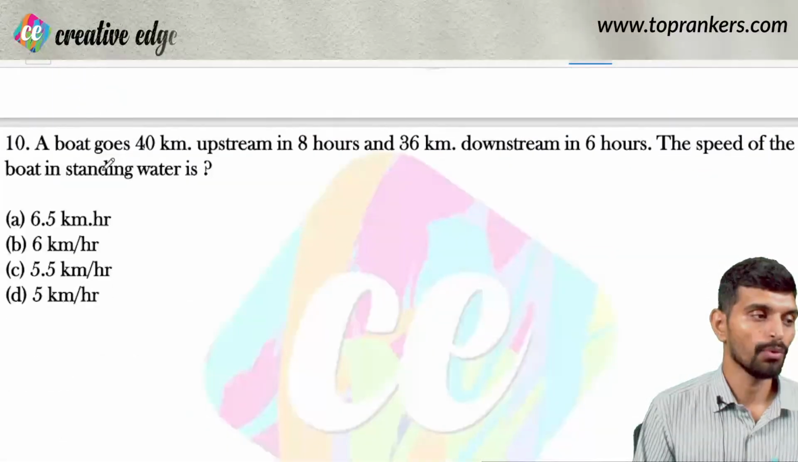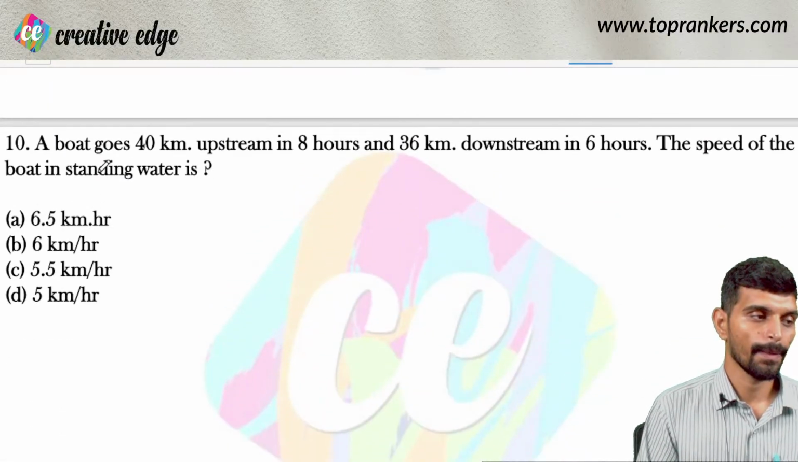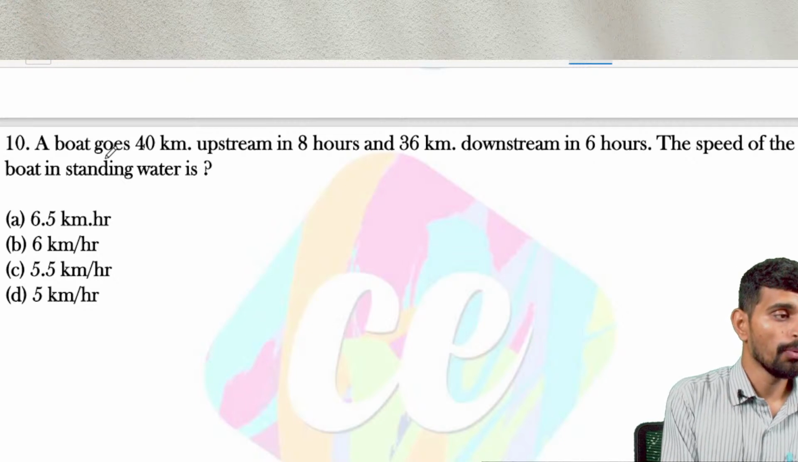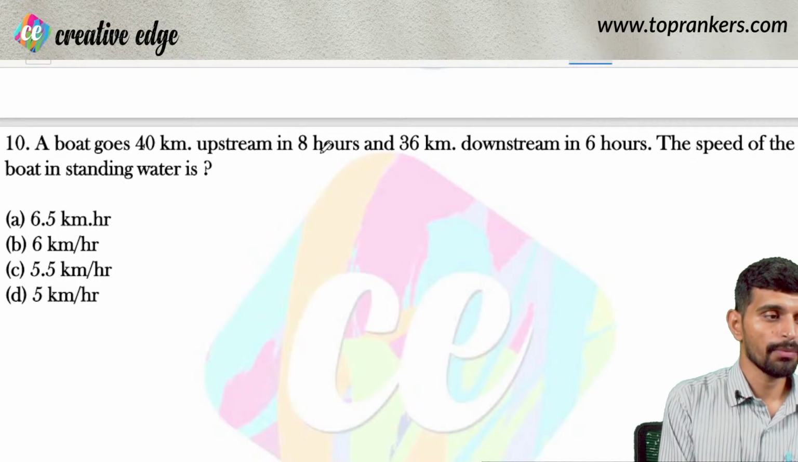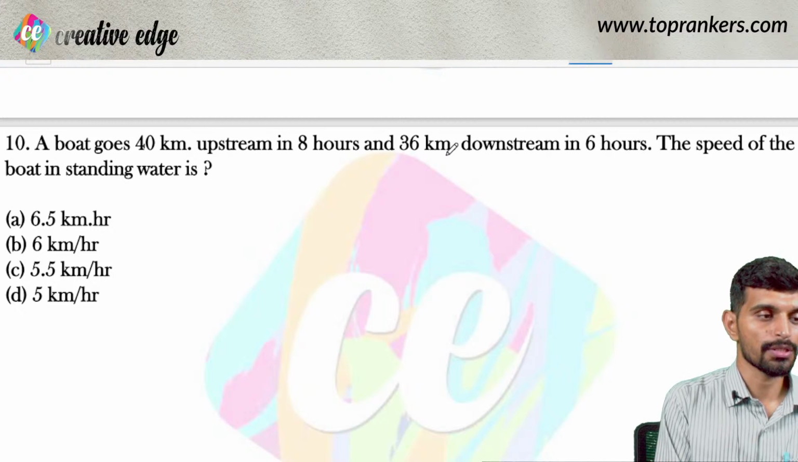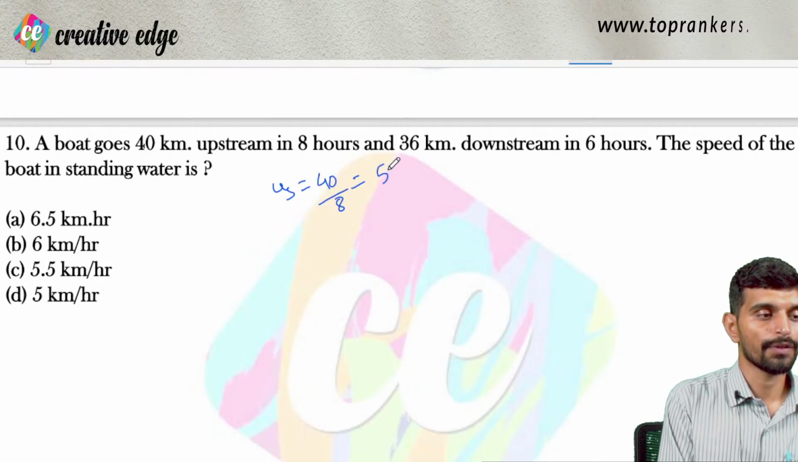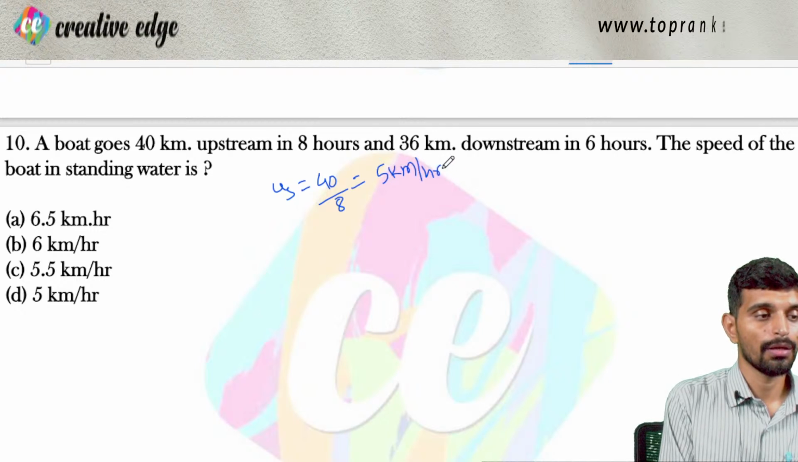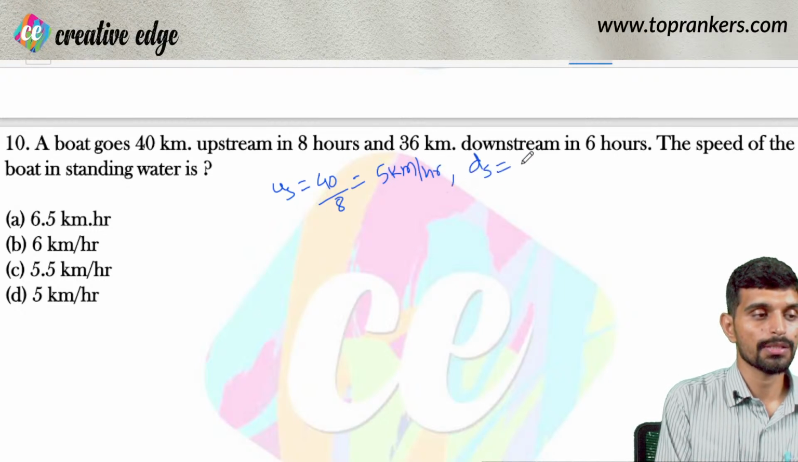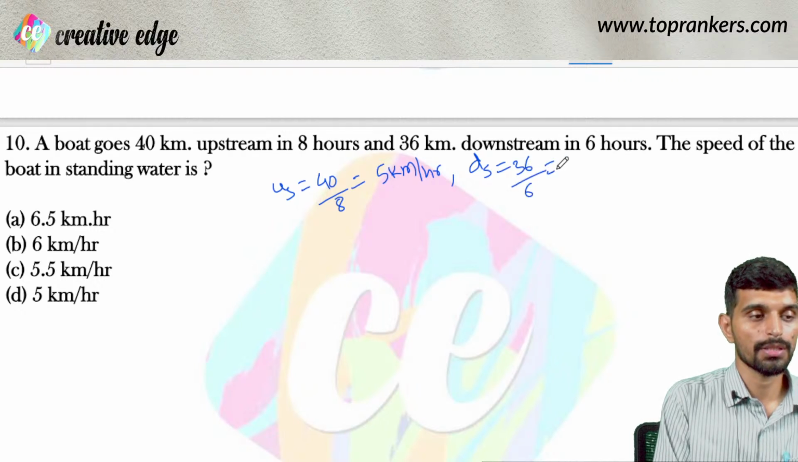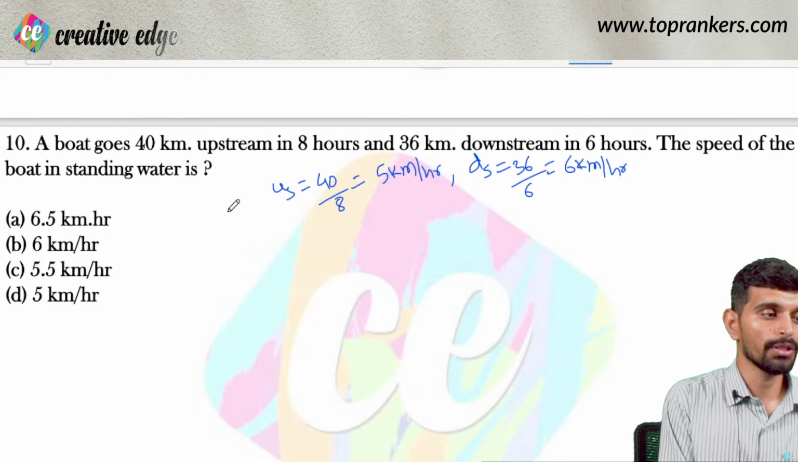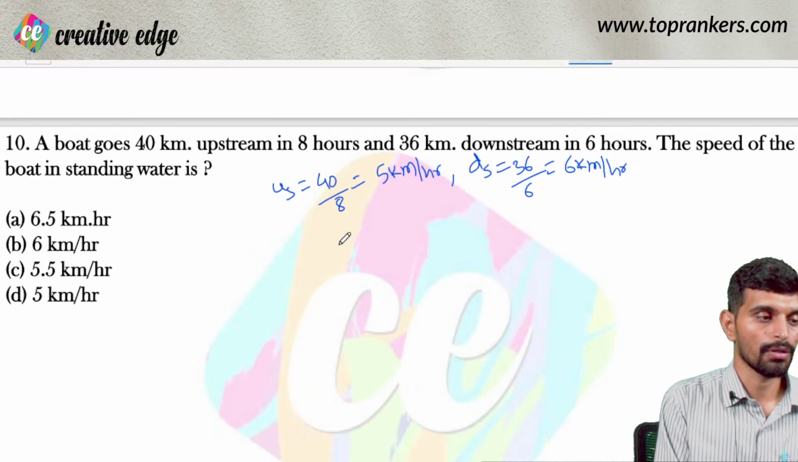Let's see one more question on boat and stream. A boat goes 40 km upstream in 8 hours and 36 km downstream in 6 hours. So upstream speed is 40 by 8, that is 5 km per hour, and downstream speed is 36 by 6, that is 6 km per hour. The question is the speed of boat in the standing water or still water.